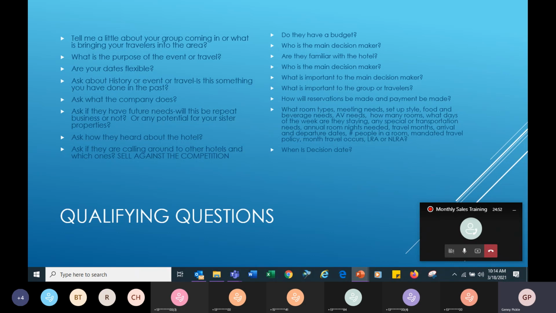Then you want to take a few minutes and sell against your competition in a positive fashion, of course. Your product knowledge sheet is a good resource for you guys to look at to be able to sell against your competition.